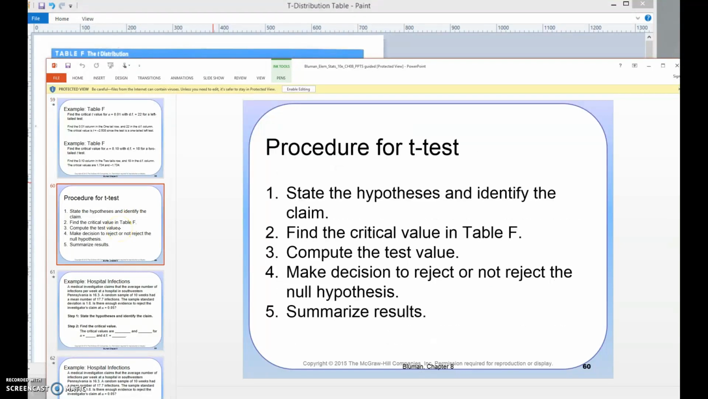Okay? The procedure for a t-test is similar to that of a z-test. You're going to state the hypotheses and identify the claim. Find that critical value in that table F. Compute the test values. Make a decision to reject or not reject the null hypothesis, and then summarize your results.